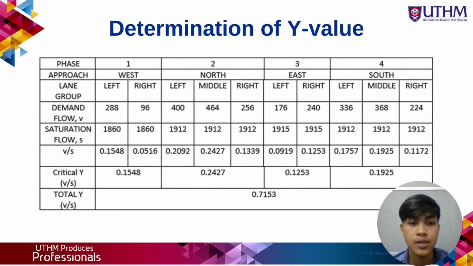In order to find the signal timing, it is important to first determine the Y value. For phase 1, the critical Y value is 0.1548. Phase 2 is 0.2427, phase 3 is 0.1253, and phase 4 is 0.1925, and the total Y is 0.7153.